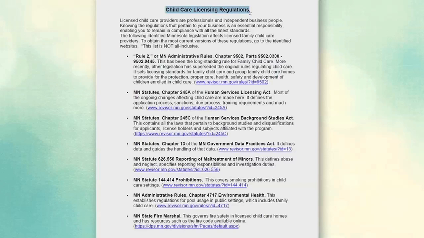Child care licensing regulations. This is a list of all of the rules and statutes that govern you as a licensed child care provider in the state of Minnesota. We don't make this determination. The state doesn't make this determination. What determines all of these rules and statutes are the Minnesota legislators. They make the rules and the statutes, they change them. So all of these rules and statutes up here govern you as a licensed child care provider.